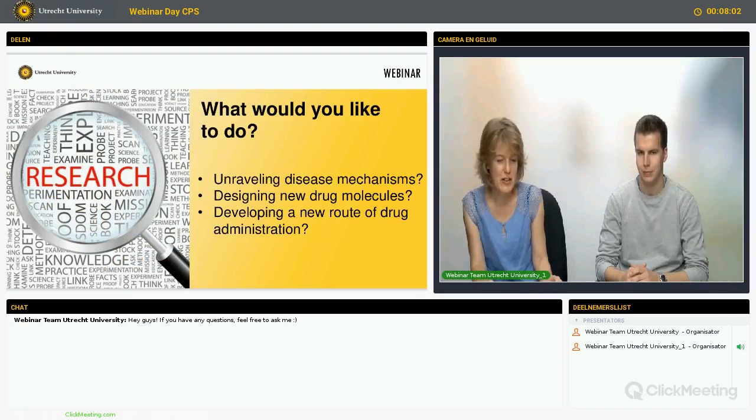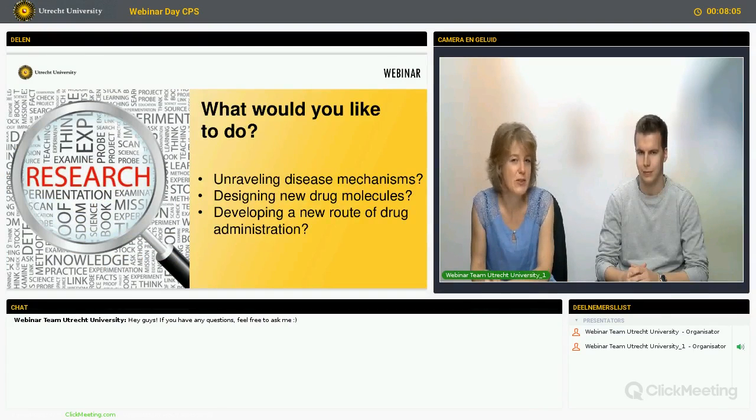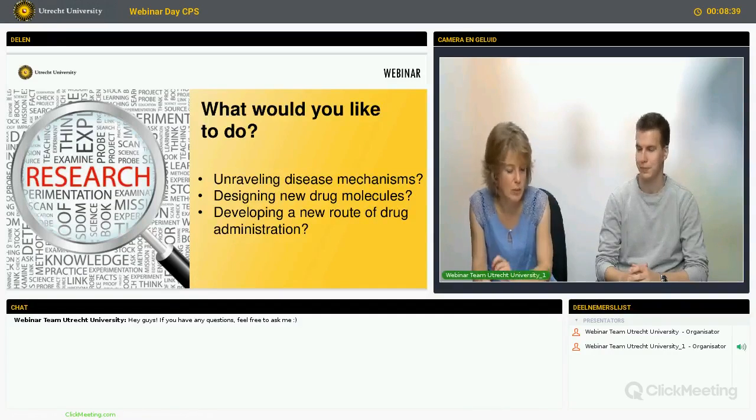So this was just, very shortly, 3 examples. But what would you like to do if you become a drug researcher? Would you like to unravel a disease mechanism, for example, in Alzheimer's disease? Would you like to design a new drug molecule? Because if you know what is wrong, the next step is how can we target this disease? Perhaps you'd like to think about a new route of drug administration. For example, diabetes patients would be very happy if drug researchers could come up with another way of providing insulin, not by injection, but in an easier way.